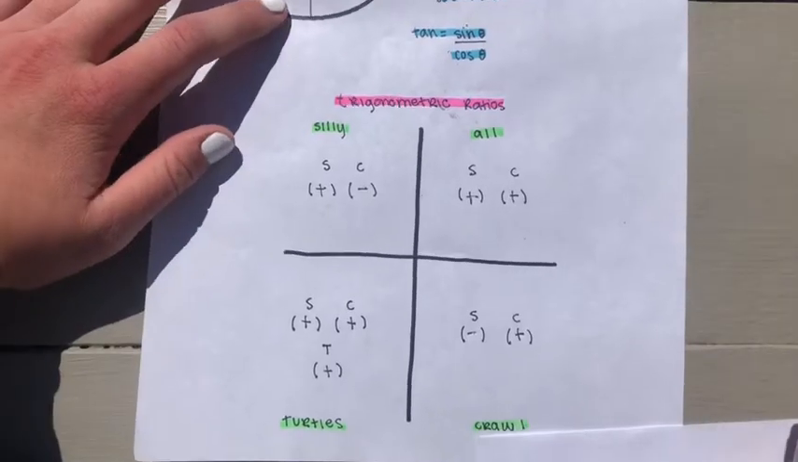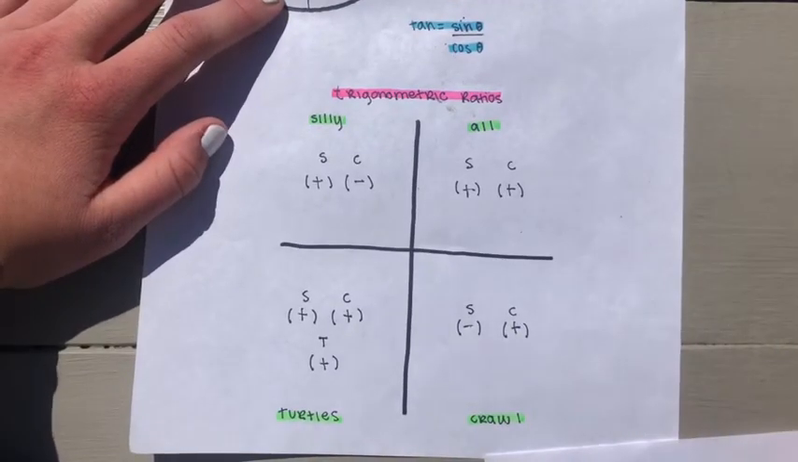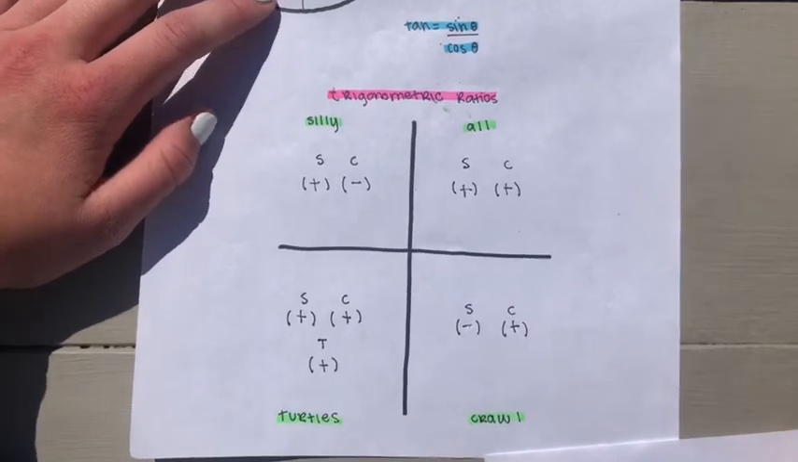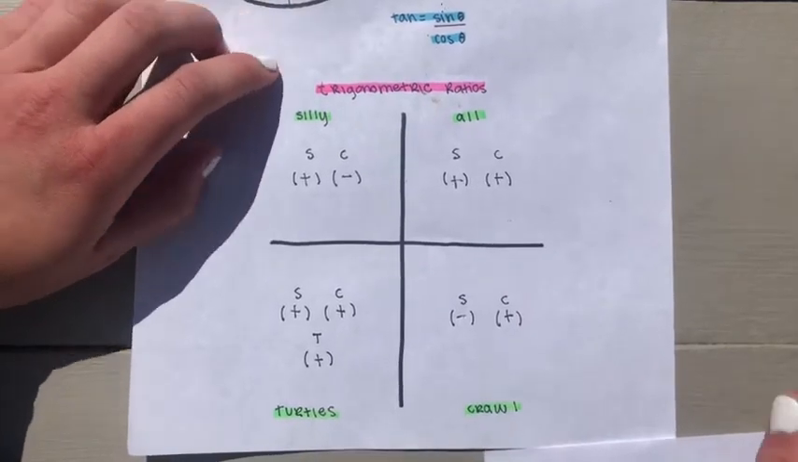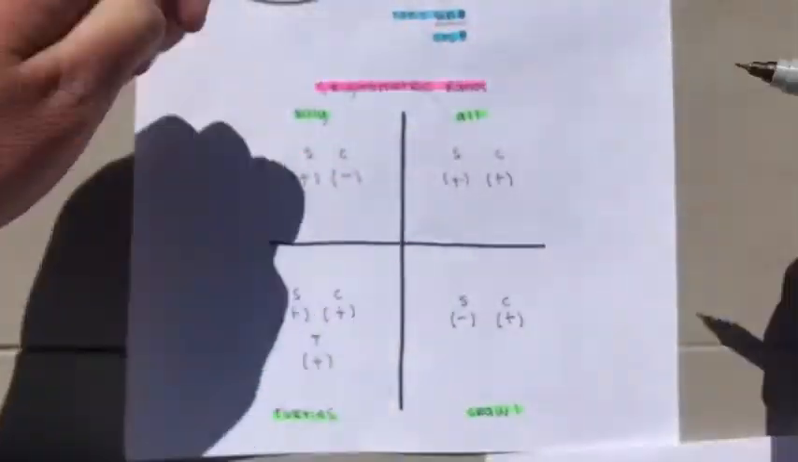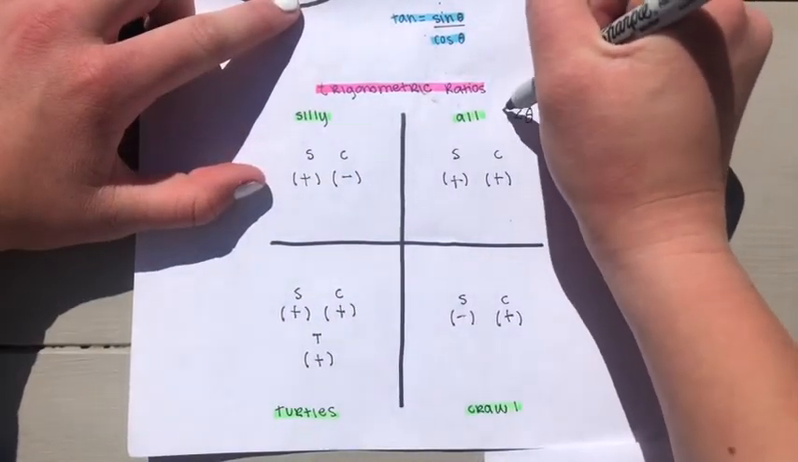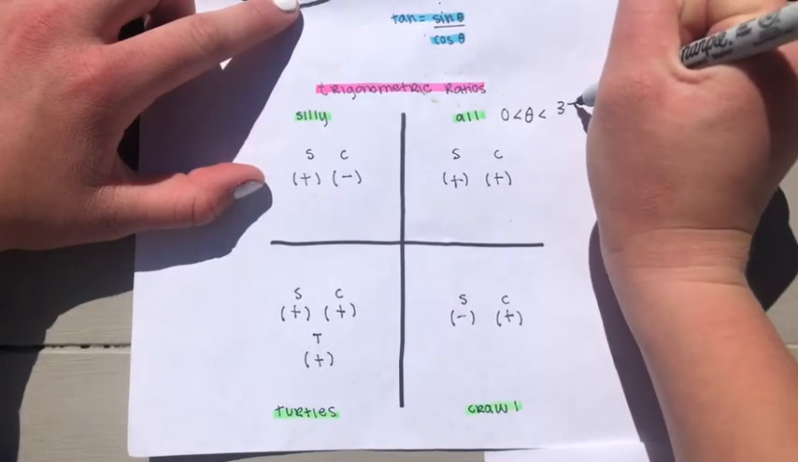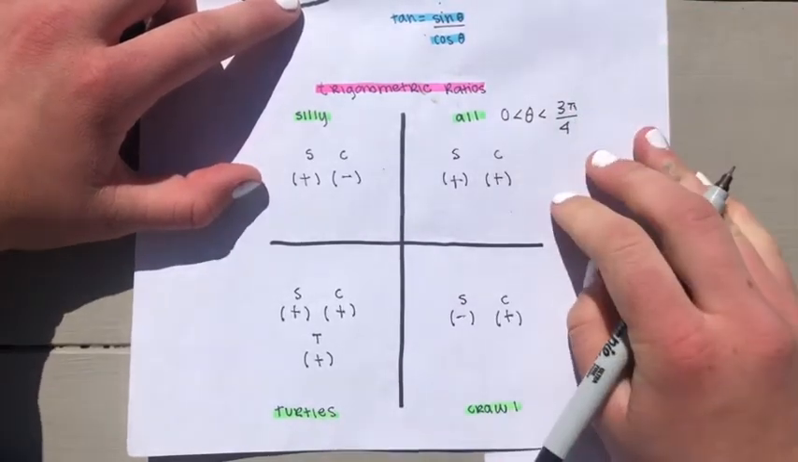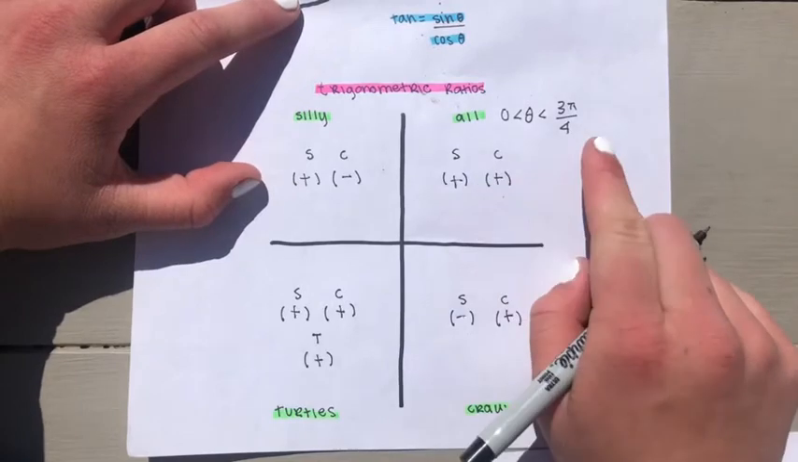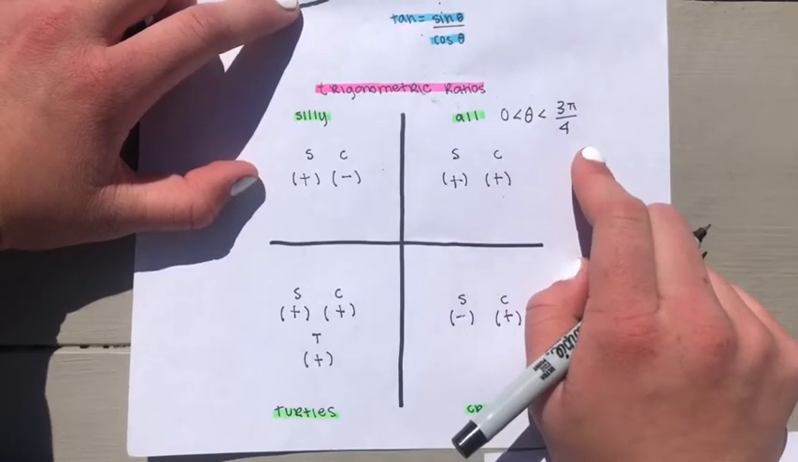It's important to understand this concept because when we move into the applications of the unit circle, it will give you questions to find sine or cosine, and it will give you something like this where it says theta is in between 0 and 3 pi fourths, and you'll need to figure out what quadrant that is and if sine or cosine is positive in that space.